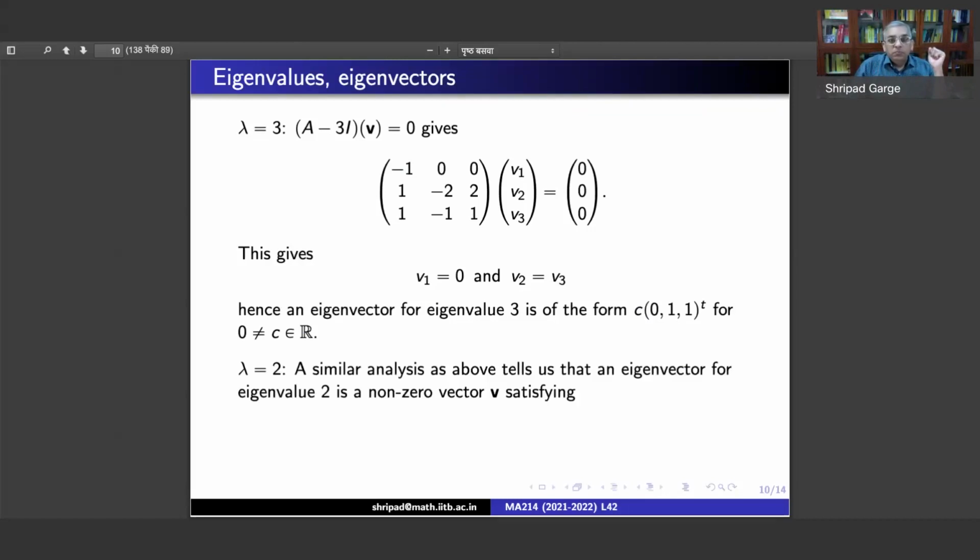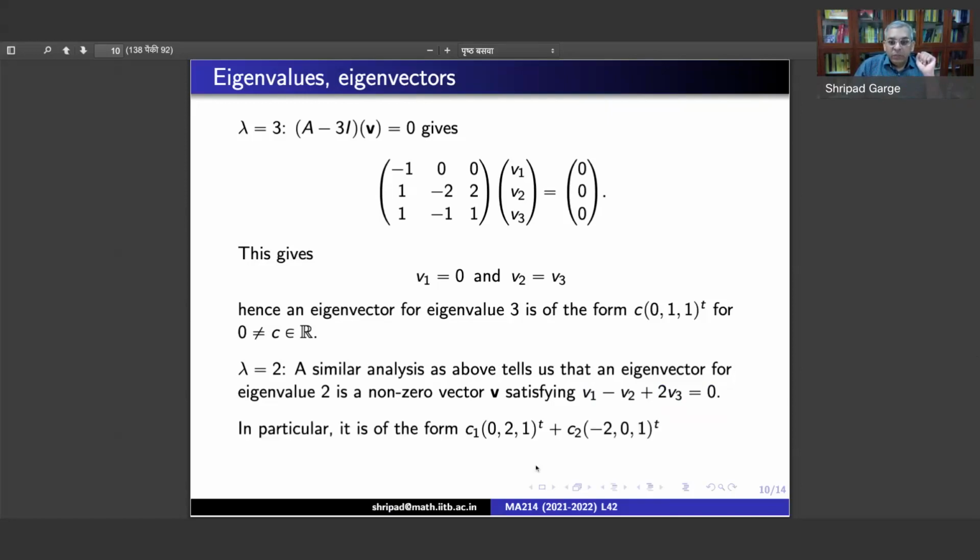For lambda equal to 2, we again need to compute A minus 2 identity times v equal to 0. And so a similar analysis will have to be done. And what we get in the end is the solution v1 minus v2 plus 2 v3 equal to 0. And if you declare what your v1 is, then you get the solution. If you declare v1 to be 0, for instance, then you have 2v3 equal to v2, and so that gives you a one-dimensional vector space. Or if you declare v2 to be 0, then you get 2v3 equal to minus v1.